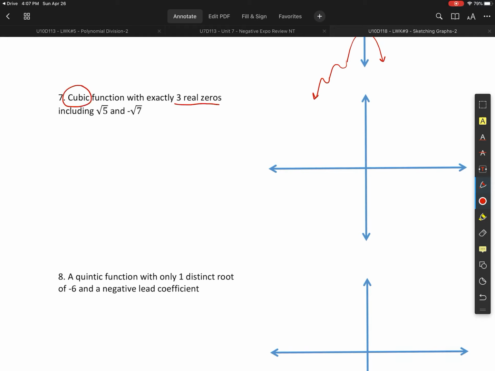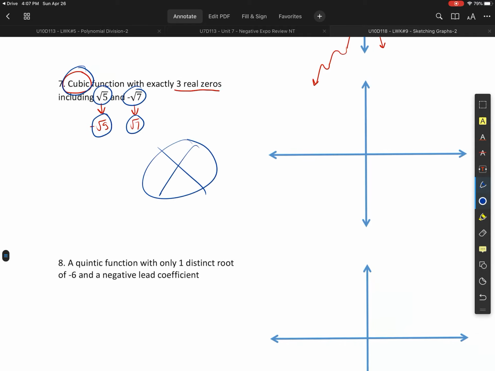Alright, problem 7. Cubic function. 3 real zeros. If I got rad 5, I have negative rad 5, I have negative rad 7, I have rad 7. Alright, here's my issue right away. 1, 2, 3, 4, cubic. Not possible. If it wants 3 real zeros, we can't have rad 5 without negative rad 5. We can't have negative rad 7 without rad 7. They come in pairs. There's no way we could have one pair, not the other. So due to that, no actual answer in this problem.